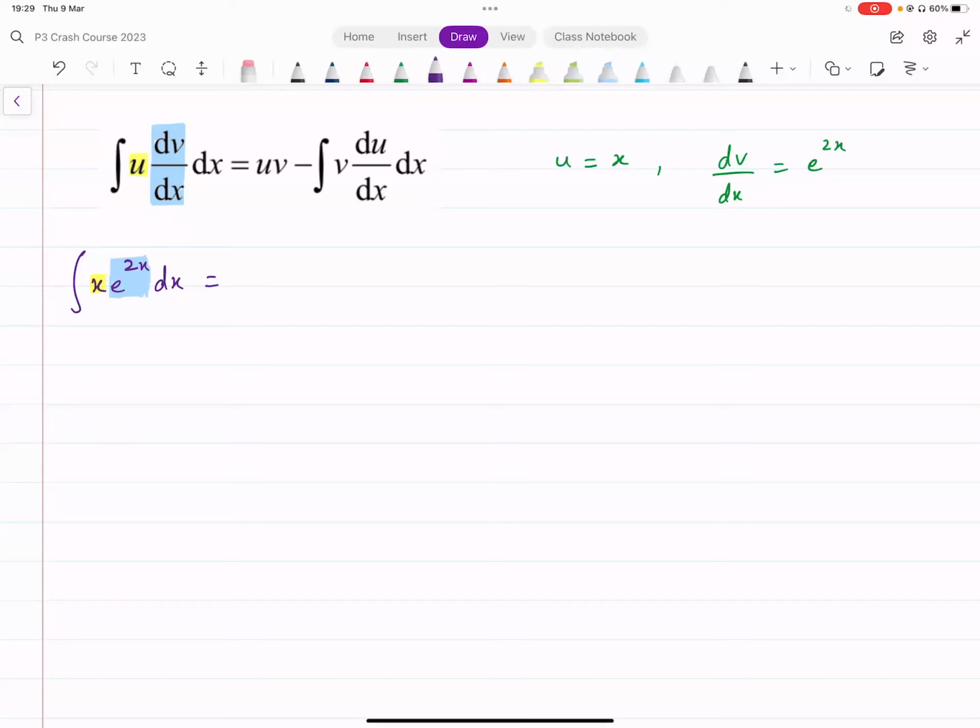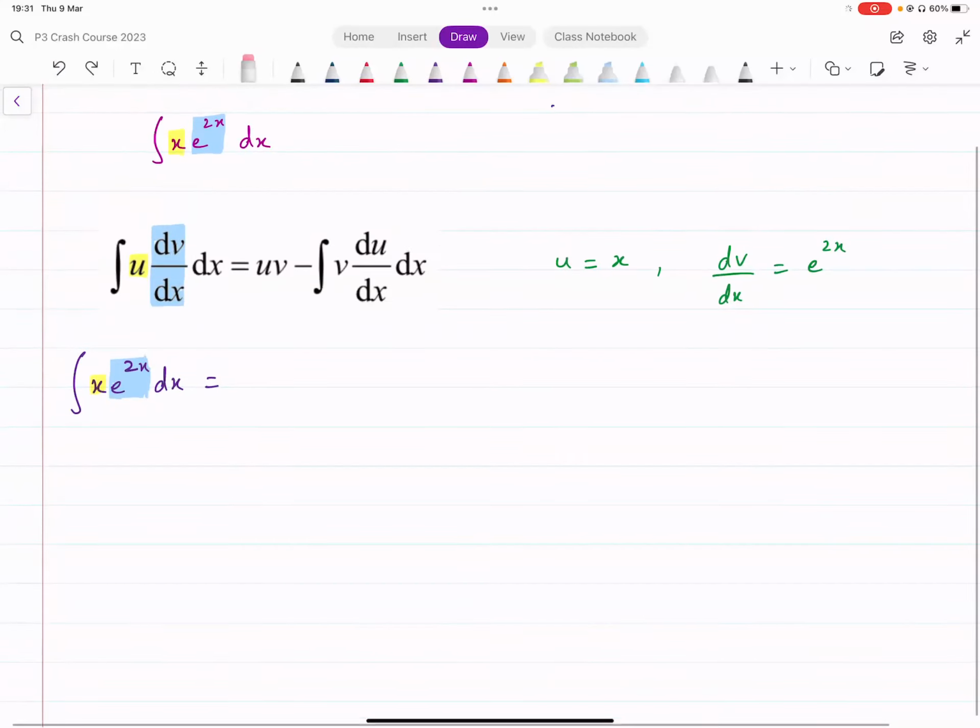Now, on the right side of this formula, we have u, v, and du over dx. We need to figure these things out first before we can use this formula. So this is what we want to integrate: x into e raised to power 2x. We assume the first expression to be u and the second to be dv over dx for now. Now, if we do this, what do we have on the right side of this formula? We need u, v, and du over dx.